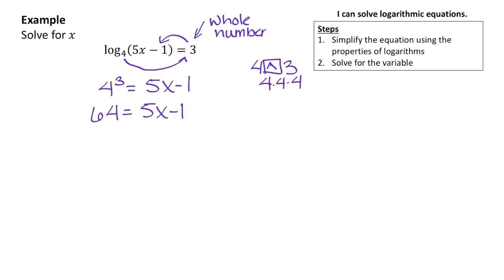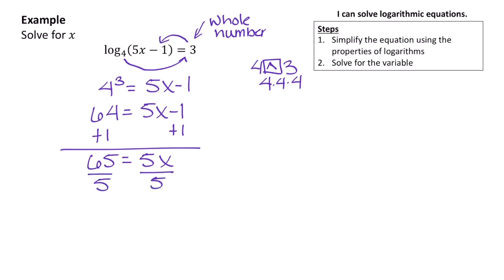Now all I need to do is solve this equation for x. I'm going to add 1 to both sides. And when I do that, I get 64 plus 1, which is 65, and that equals 5x. Now I need to divide both sides by 5. And 65 divided by 5 is 13, so I have 13 equals x. And that is my solution.